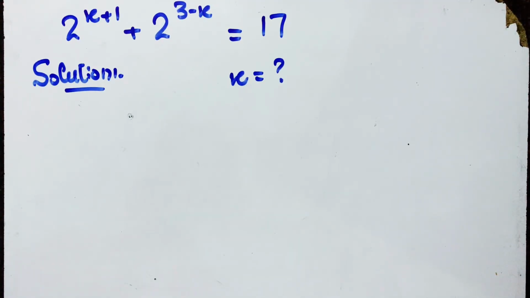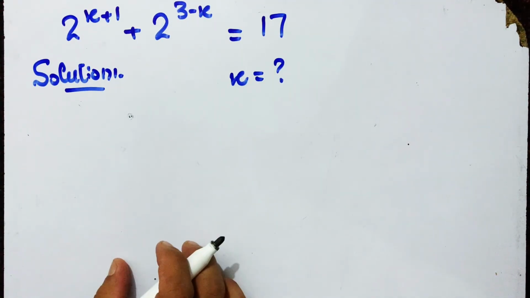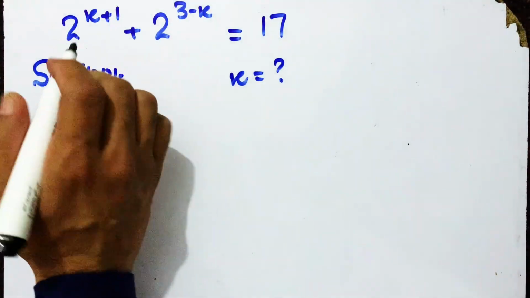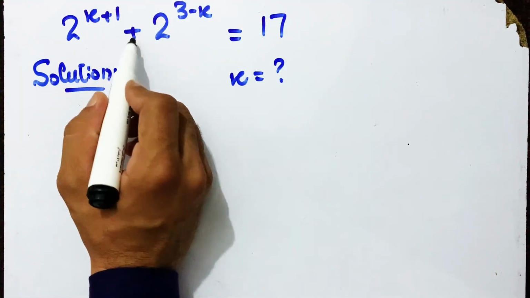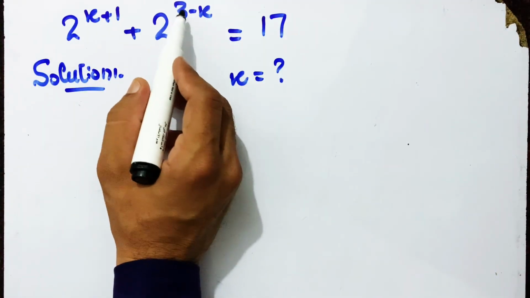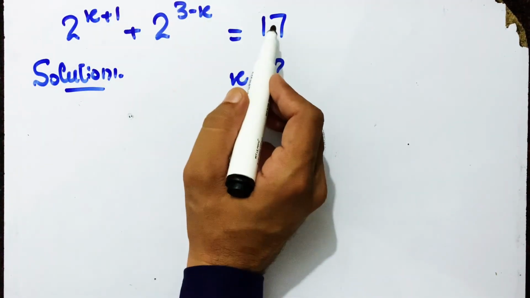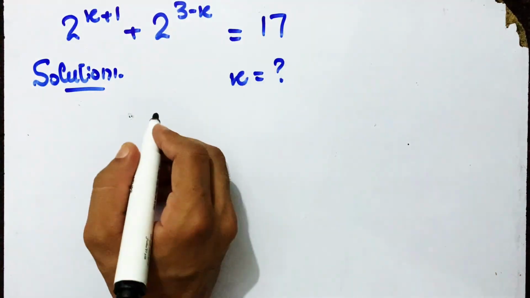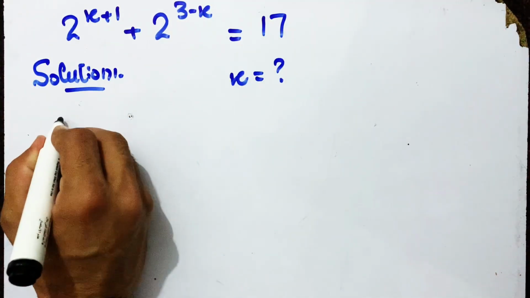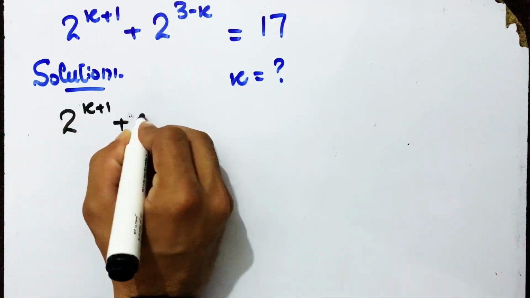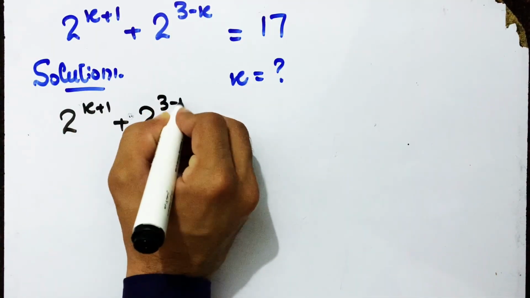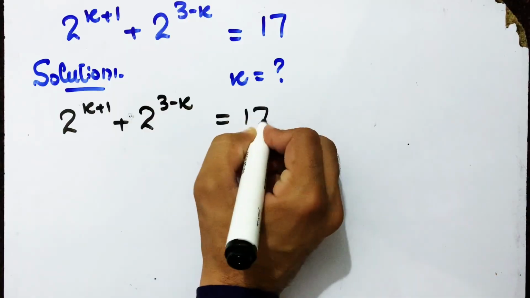Welcome to Smart Math. Today I am trying to solve this Math Olympiad problem. Our equation is 2^(x+1) + 2^(3-x) = 17. So let's find out the solution.